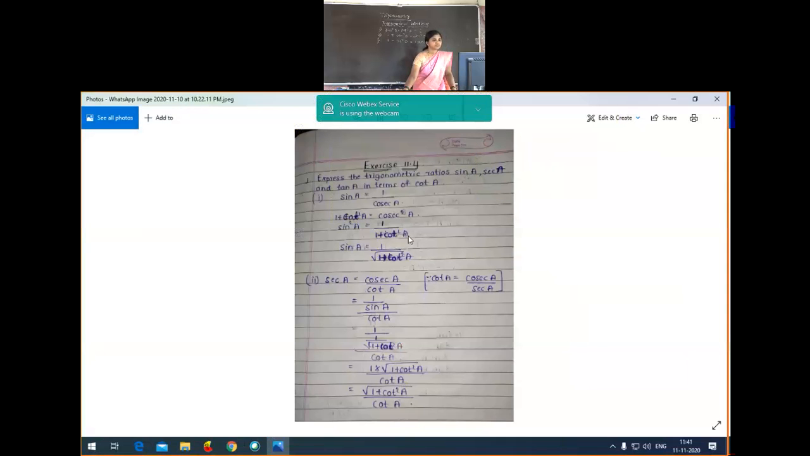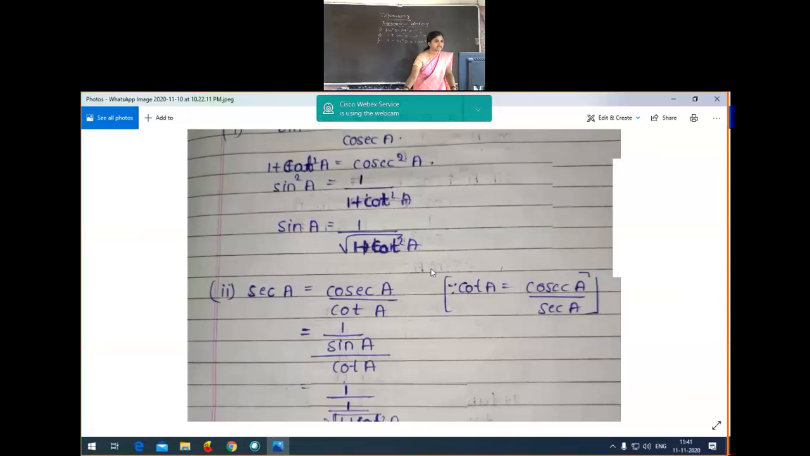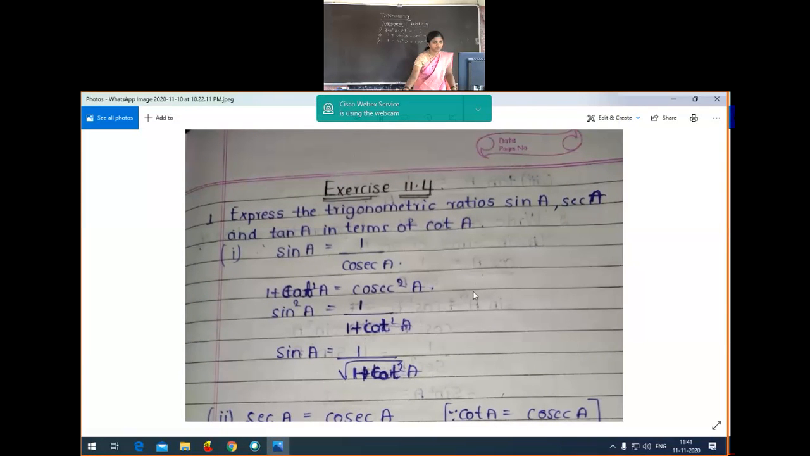See here, we have the exercise 11.4 solution. The first question: express the trigonometric ratios sin A, sec A and tan A in terms of cot A. Yesterday we discussed this type of problem, right?